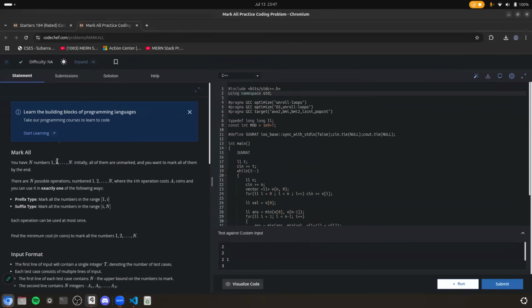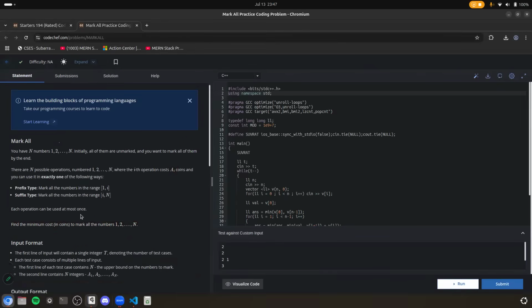You have n numbers 1 to n, initially all of them are unmarked, and you want to mark all of them by the end. There are n possible operations numbered 1 to n, where the ith operation costs AI coins, and you can use it in exactly one of the following ways. Prefix type: mark all the numbers in the range 1 to I, and suffix type: mark all the numbers in the range I to n. Each operation can be used at most once. Find the minimum cost to mark all the numbers 1 to n.